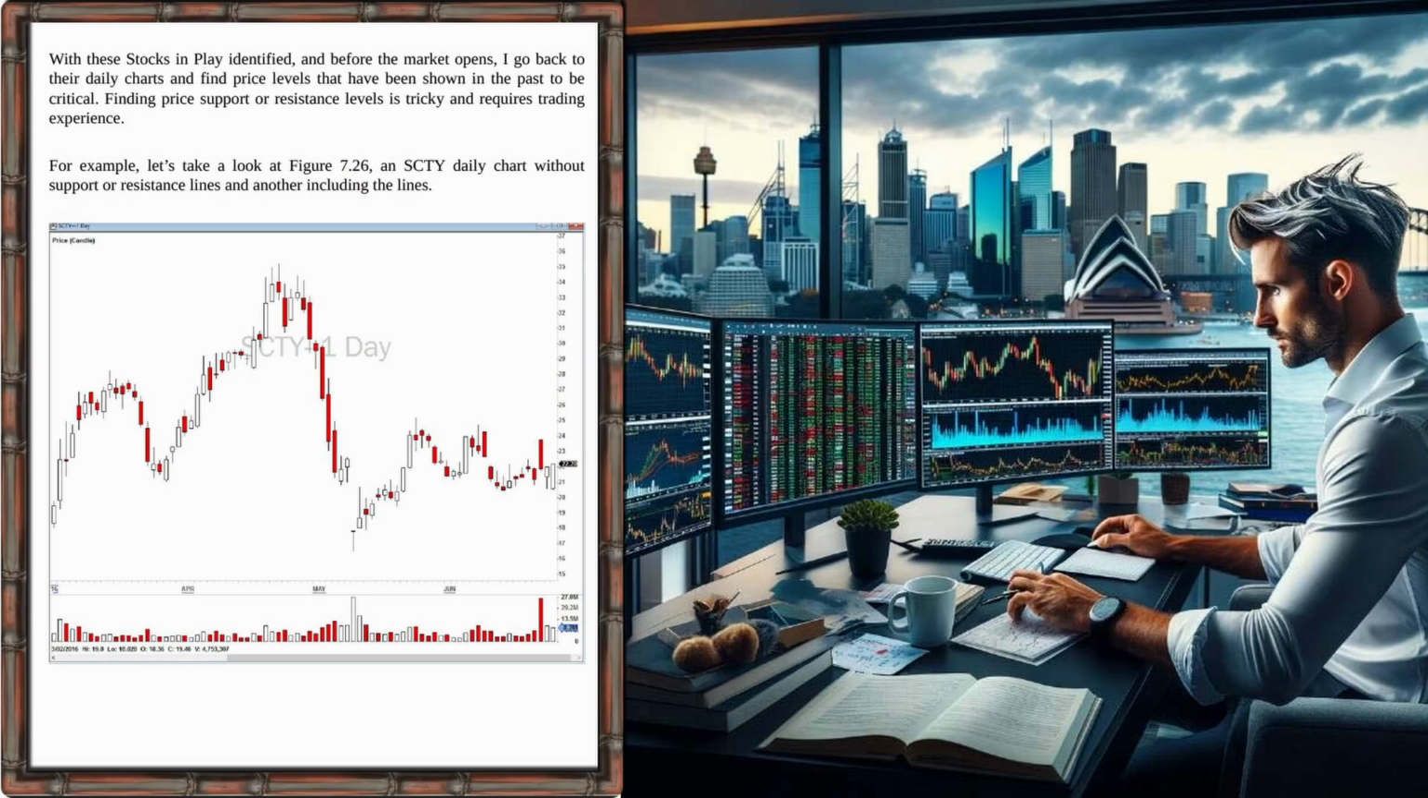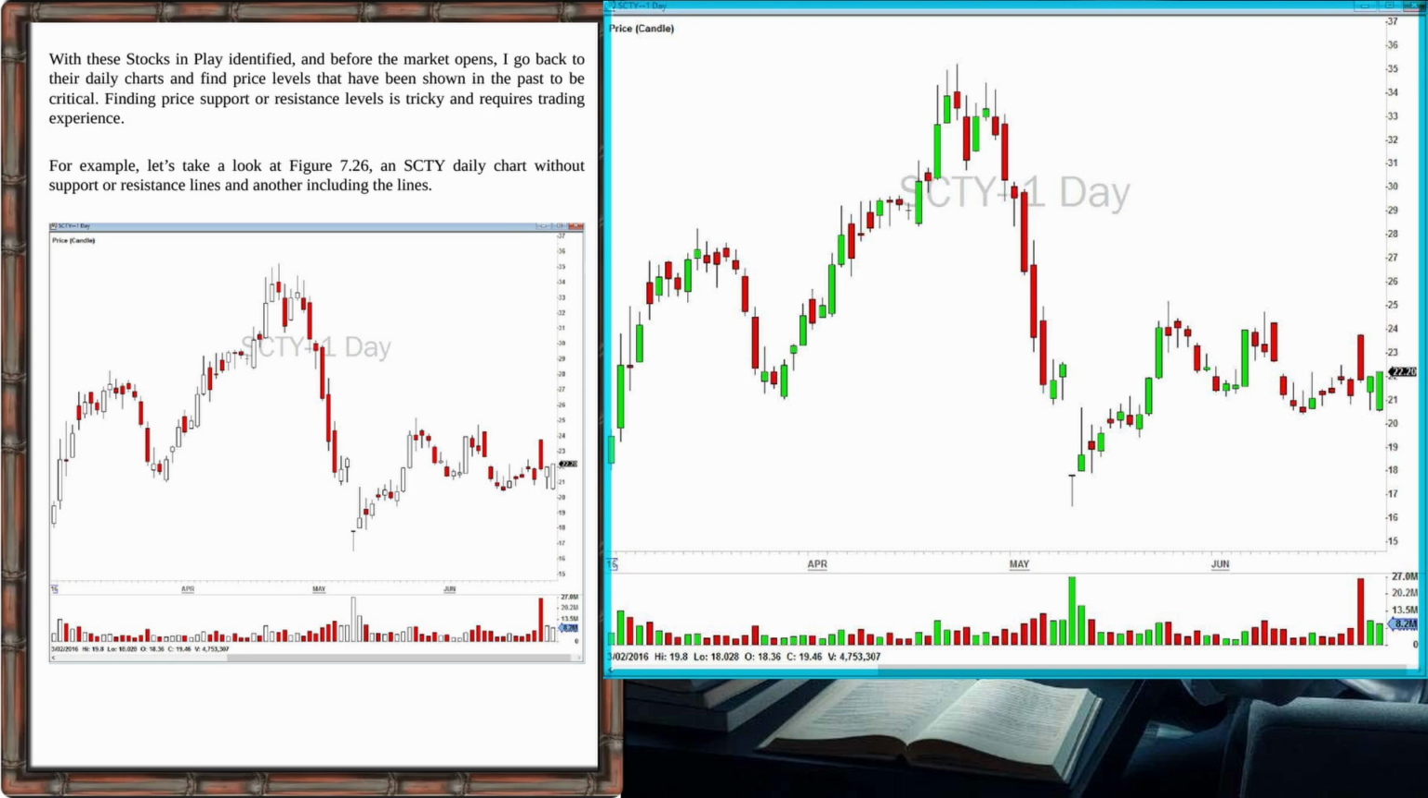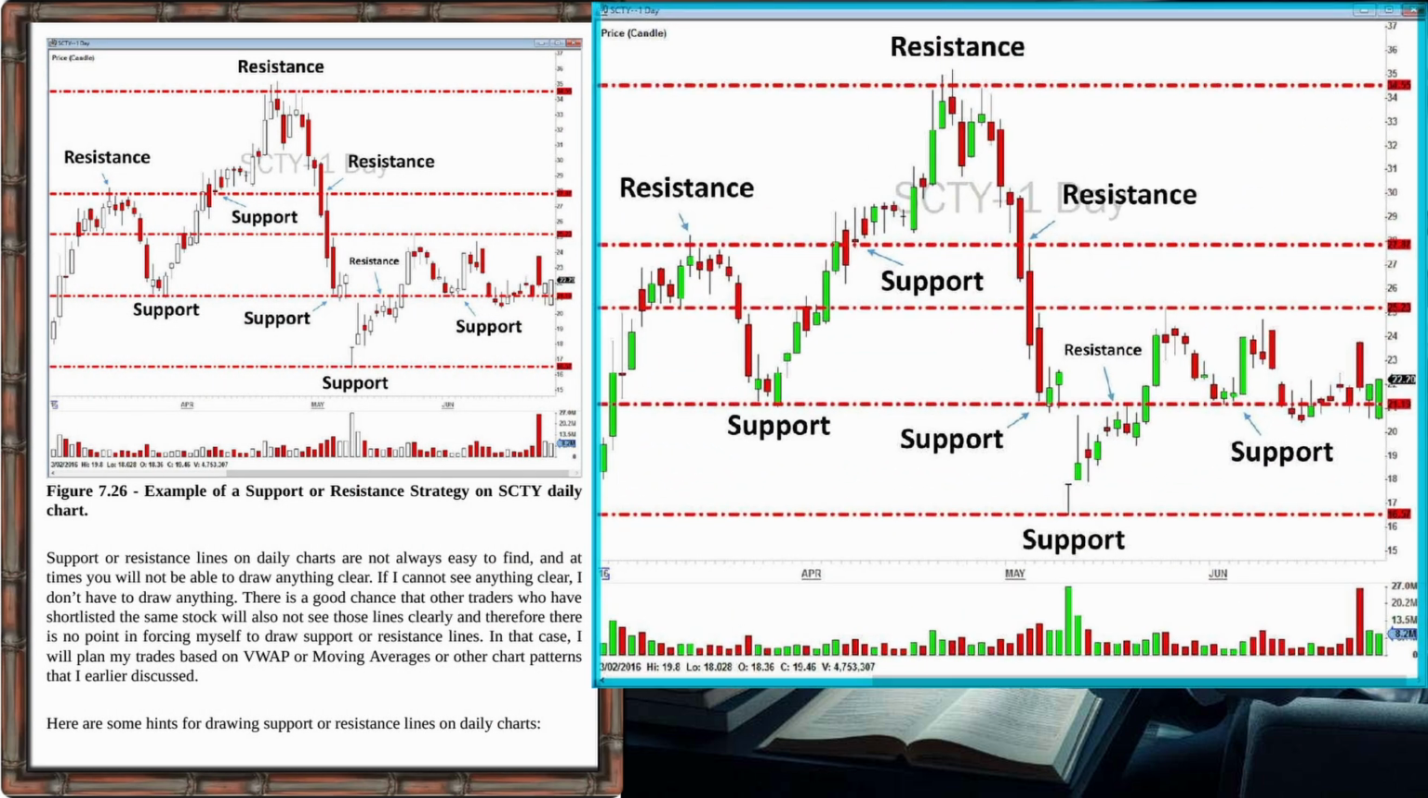With these stocks in play identified, and before the market opens, I go back to their daily charts and find price levels that have been shown in the past to be critical. Finding price support or resistance levels is tricky and requires trading experience. For example, let's take a look at Figure 7.26, an SCTY daily chart without support or resistance lines, and another including the lines. Support or resistance lines on daily charts are not always easy to find, and at times you will not be able to draw anything clear. If I cannot see anything clear, I don't have to draw anything. There is a good chance that other traders who have shortlisted the same stock will also not see those lines clearly, and therefore, there is no point in forcing myself to draw support or resistance lines.